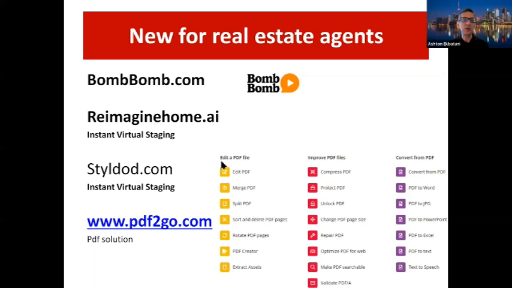The second one is reimagehome.ai. That's another tool that you can go online and create home staging, virtual home staging. The next one is style.com. That is also doing the same thing, different format. Some of this, they give you trial version for 7 days or 1 month.